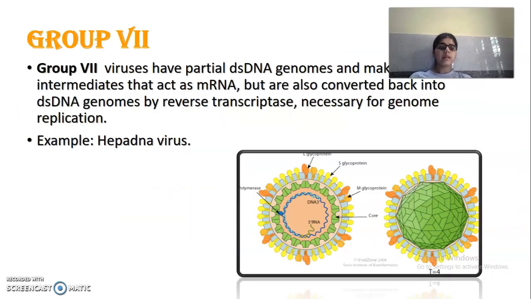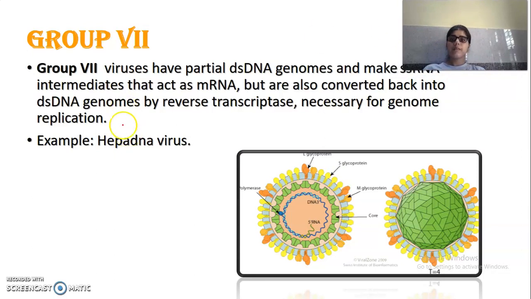Group 7 viruses have a partial double-stranded DNA genome and make single-stranded intermediates that act as mRNA but are also converted back into double-stranded genomes by reverse transcriptase, which is necessary for genome replication.